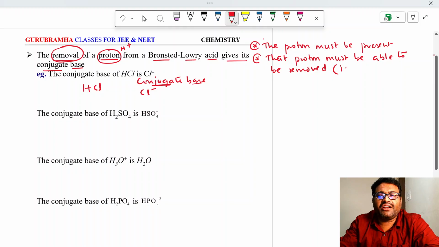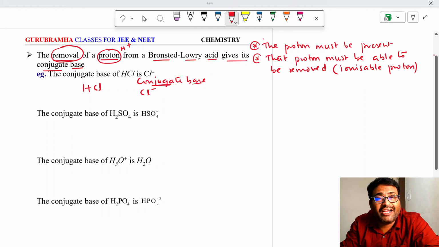Removable means here ionizable. Ionizable proton. In some substances, there will be a proton, but that proton cannot be ionized, cannot be removed, cannot come out as H plus. When it comes out as H plus, we can say that it is an ionizable proton.